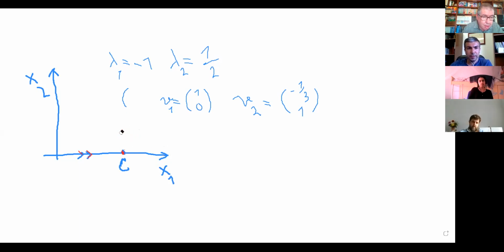Right now, write again some small stick in the direction defined by 1, 0. Okay, here. Don't draw anything else. Stop. Now, V2. V2 is minus 1/3 and 1. Okay, so plot it.